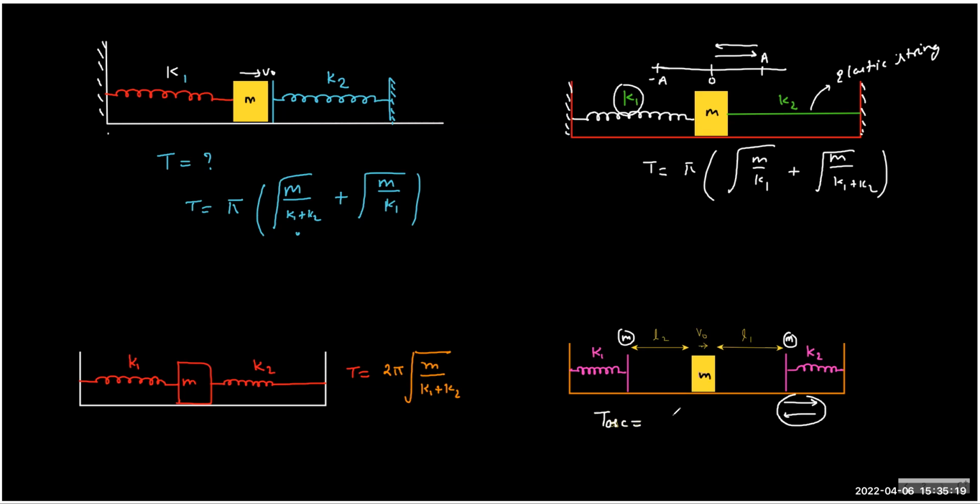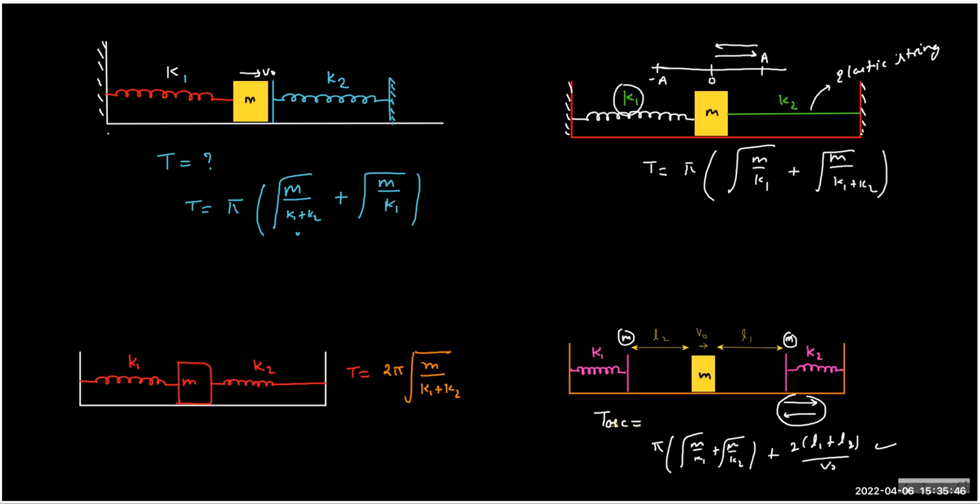So this answer is pretty simple. I can add directly pi times root of m by k1 plus pi times root of m by k2 for the spring portion, but we have one extra, which is the gap, and for the gap you travel 2 times L1 and 2 times L2 with a speed of v0. That's the answer. Sir, I got this answer. Very good. That's the correct answer.